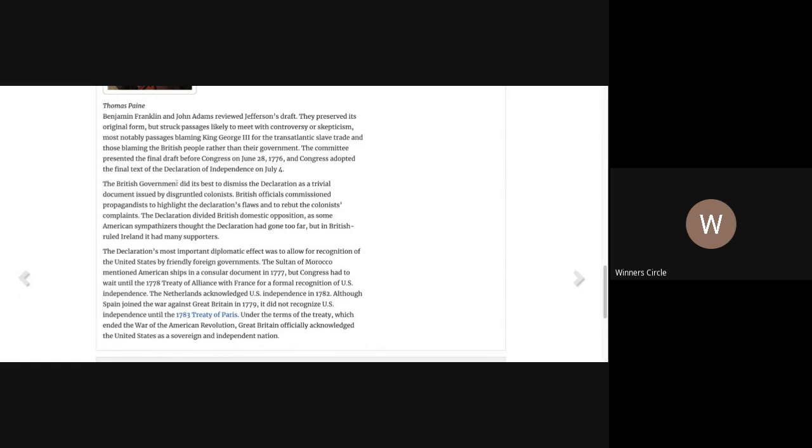The British government did its best to dismiss the declaration as trivial. See, they wanted to dismiss it as a trivial document issued by disgruntled colonists. Don't they always, when you file motions in court, dismiss it as trivial? British officials commissioned propagandists to highlight the declaration's flaws and to rebut the colonists' complaints. The declaration divided British domestic opposition, as some American sympathizers thought the declaration had gone too far, but in British-ruled Ireland it had many supporters. Why?